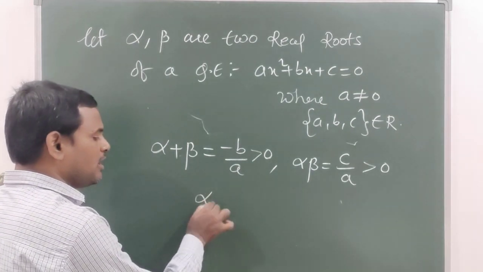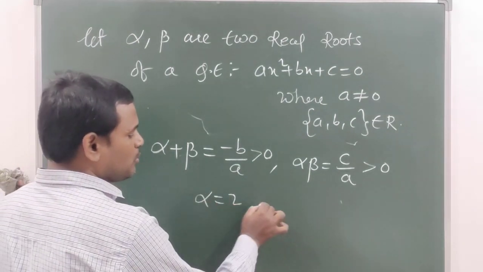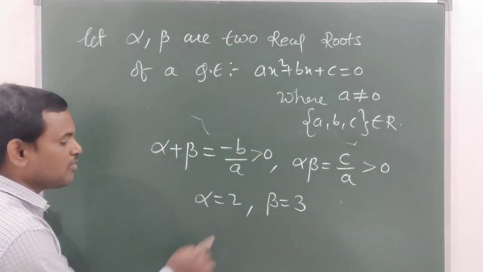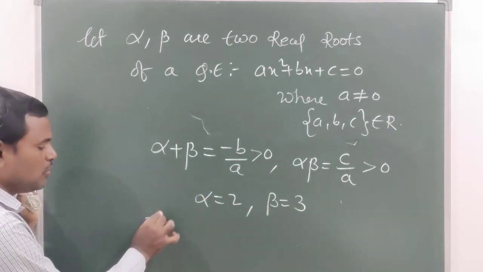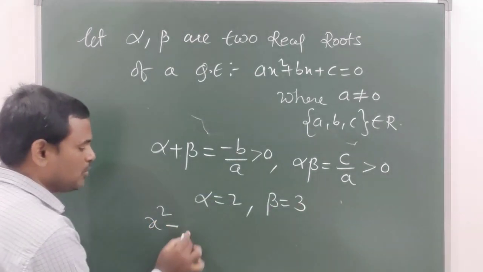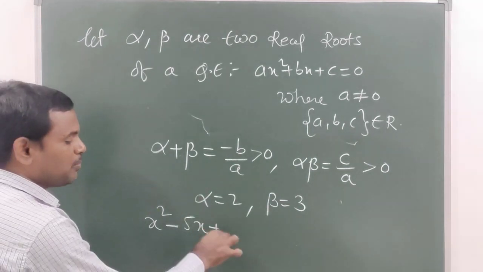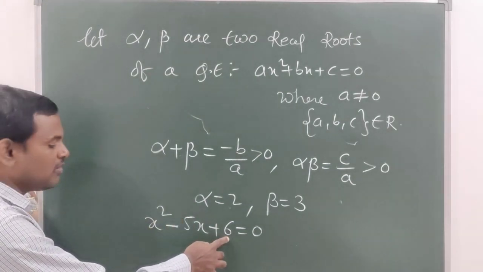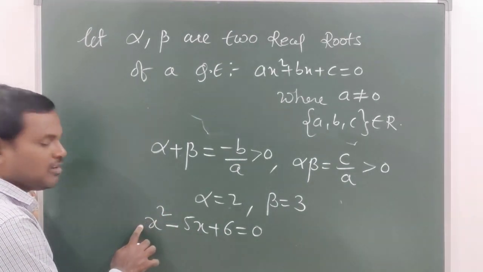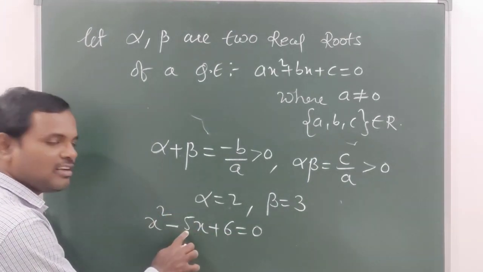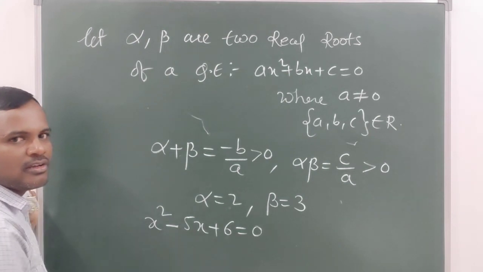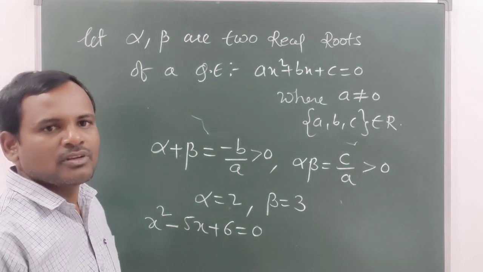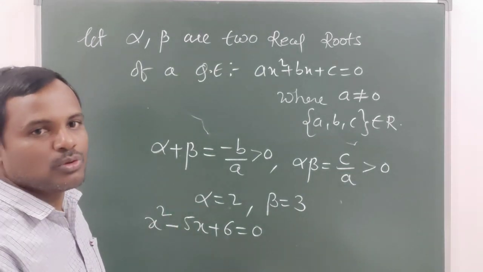Okay. So let us see one example. Suppose you take any two positive roots, alpha is equal to 2 and beta is equal to 3. Now frame a quadratic equation whose roots are 2 and 3. So what do we get? x square minus the sum of the roots 5 x plus the product of the roots 6 is equal to 0. Now observe a and c. What we have got? Here 1, here 6. Here a and c are getting the same sign, different than b. Okay, I hope you have understood this first property. Now let us go to one more property.